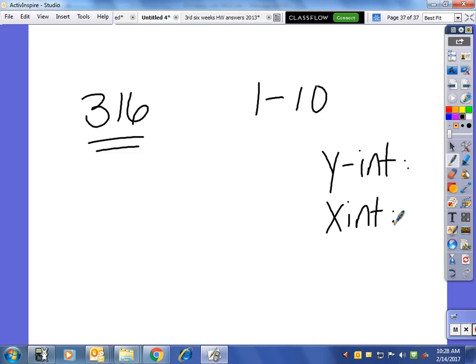Okay, and then let's real quickly grade yesterday's homework. Write this down so I can switch screens.